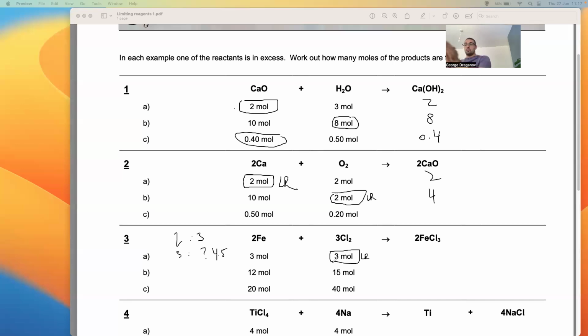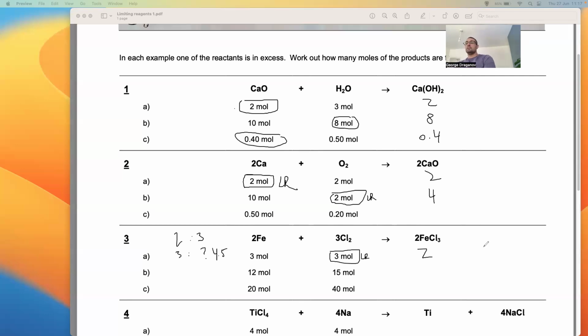You can also go right to left if you prefer. So 3 goes to 2. So 3 needs to go to 2. But 3 is bigger than 2, so there's too much of it, making this the excess. And by default, the other one's the limiting one. Now the product, we have 3 to 2, so 3 goes to 2. 2 moles of product. I'll do one more example.